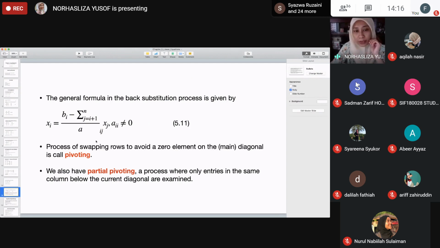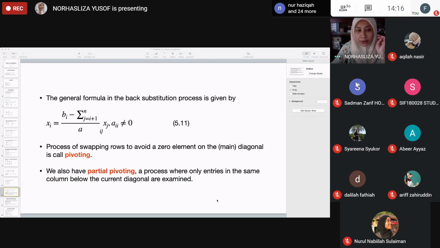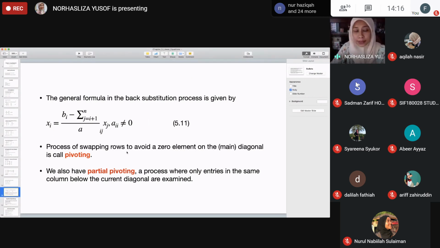So there is a process for swapping zeros, which we call pivoting. Pivoting is a process where we swap our row elements, and after that we can perform Gauss elimination. We also have what we call partial pivoting. For partial pivoting, we only choose from the column below the current diagonal entry that we swap, right? So there are two ways, and it depends on how your matrix looks.